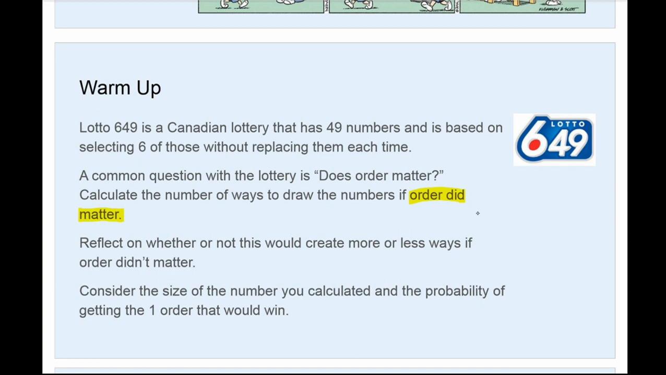You could think about it as having 6 positions: 49 numbers for the first one, then 48, 47, 46, 45, 44. Or you could do 49P6.